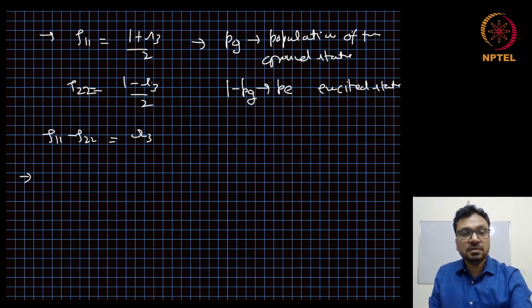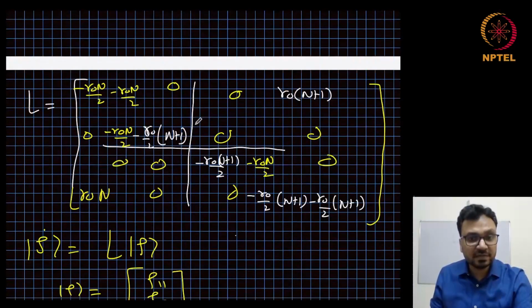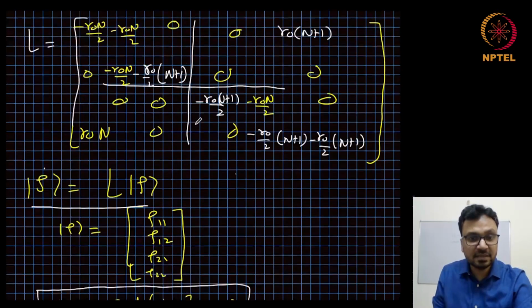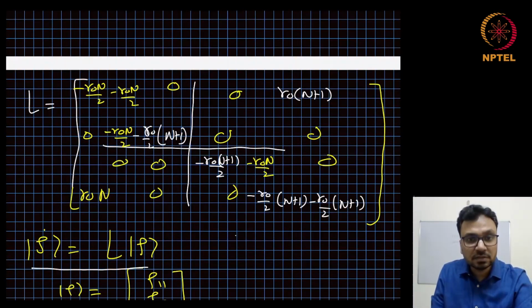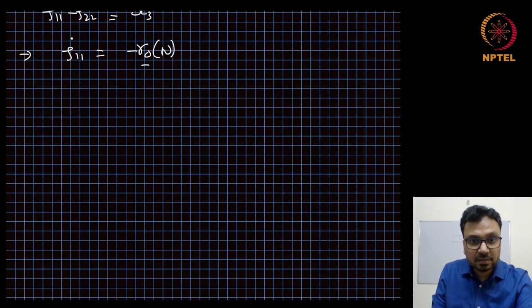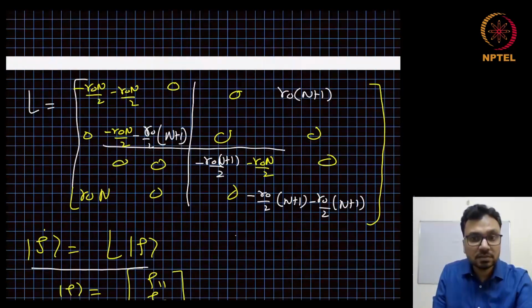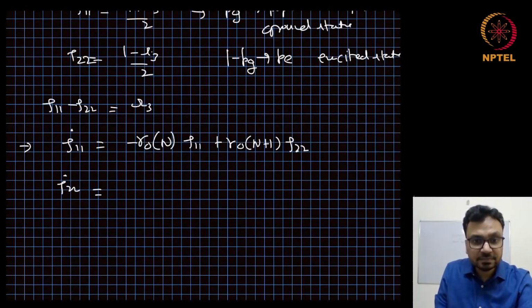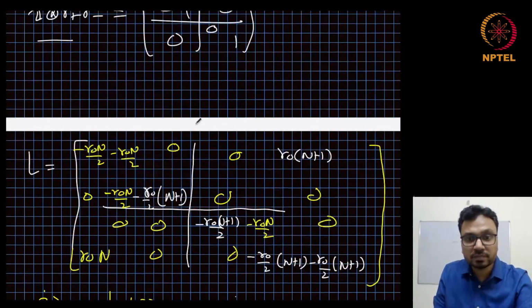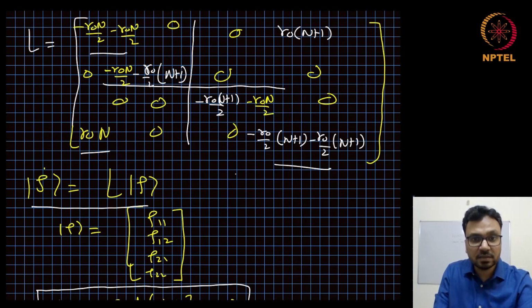So from the master equation we just derived for the two-level system in terms of L matrices, we can see from this equation that rho 1 1 dot is gamma naught n times minus gamma naught n times rho 1 1 and gamma naught plus gamma naught n plus 1 rho 2 2, and rho 2 2 dot is gamma naught n times rho 1 1 minus gamma naught n plus 1 rho 2 2.